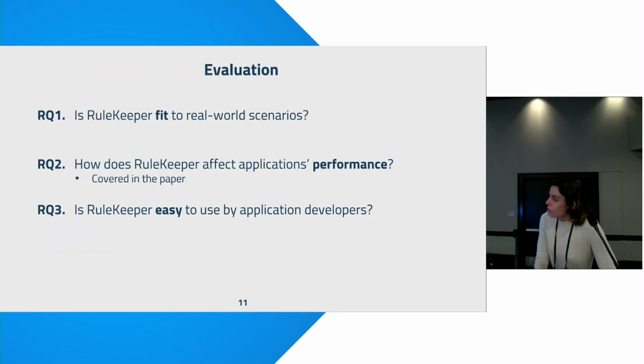For the evaluation of our system, we focused on 3 questions. So the first one is if RuleKeeper was fit to real-world scenarios. The second one was how it affected the application's performance. And the last one is if it was actually easy to be used by application developers. Here I'll cover 1 and 3. The second is covered in the paper along with the security analysis.